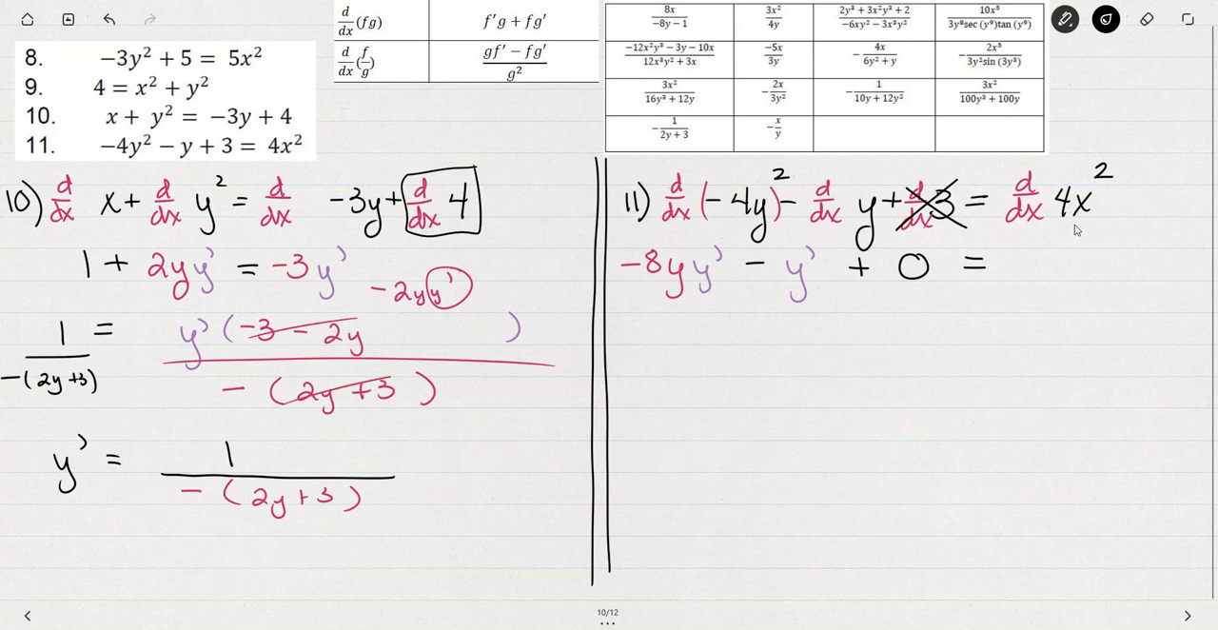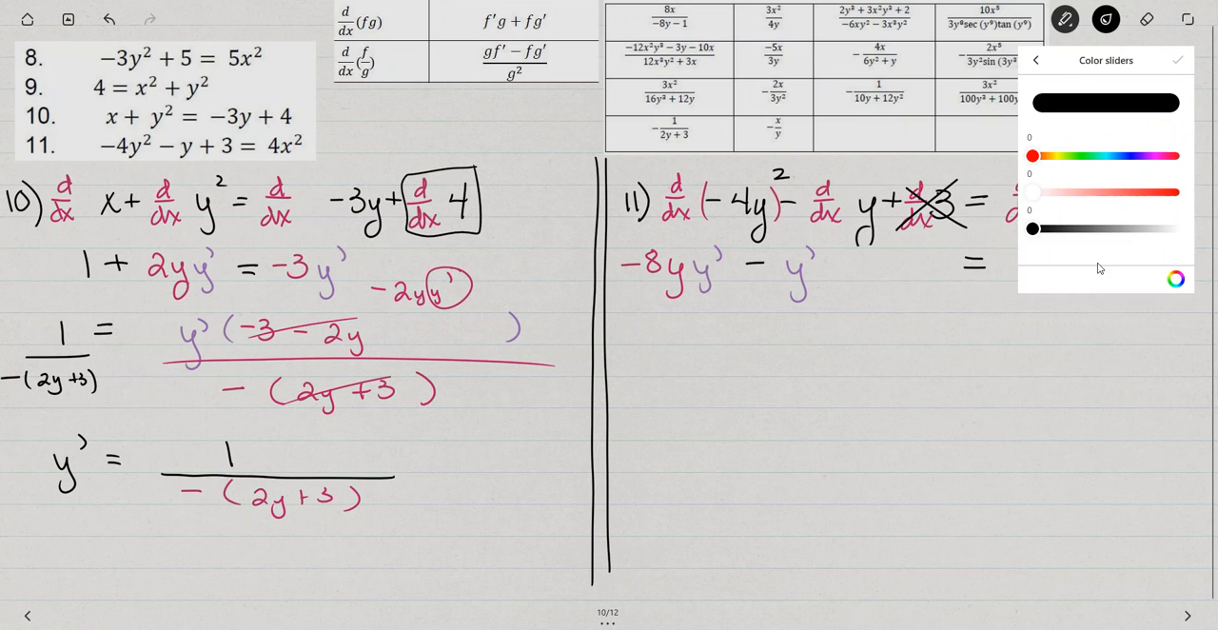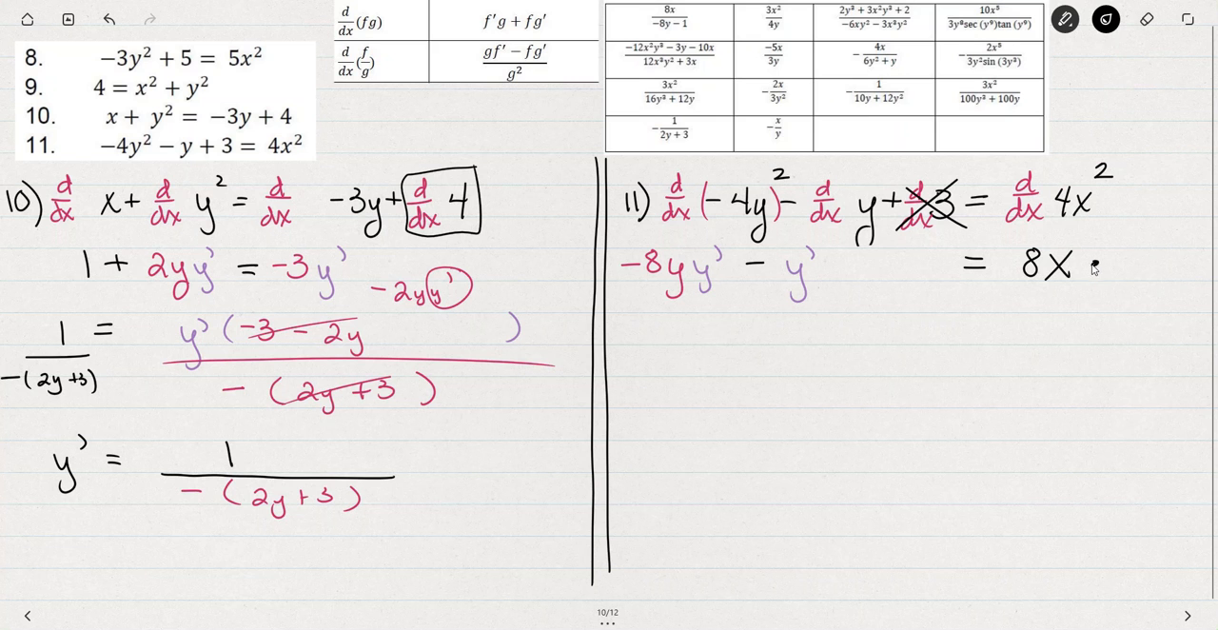Equals the derivative of 4x squared, so that's 8x. I'm going to get rid of this clutter, that 0. And I could think of chaining here, right? There's nothing wrong with doing this, but the derivative with respect to x of x is just going to be 1. So I don't really have to write that because it's just 8x times 1.